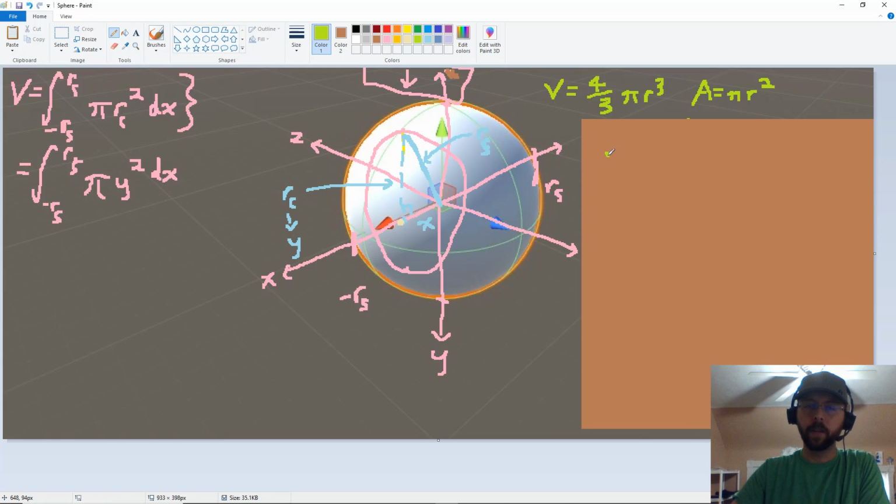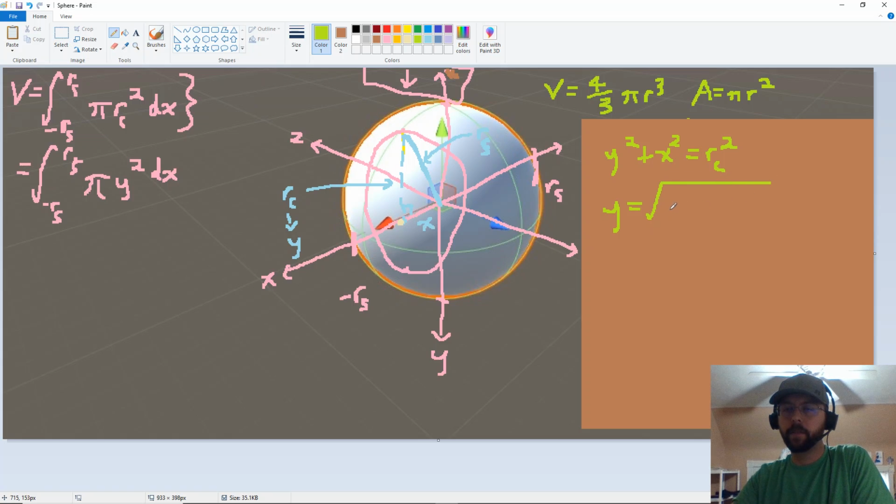So we know that y squared plus x squared equals r sub c squared. And that's because a squared plus b squared equals c squared. Well, I switched the letters, but x squared plus y squared equals r sub s squared. And so right now we want to solve for y because we're trying to get rid of that y. So if you work this out, you'll see that y equals the square root of r sub c squared minus x squared. Now we can plug this in to our equation right here, and this will be very helpful because we're going to have r sub c squared.